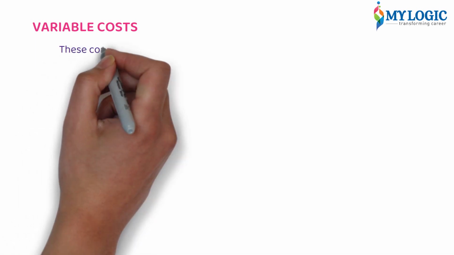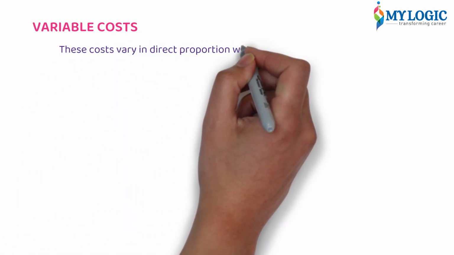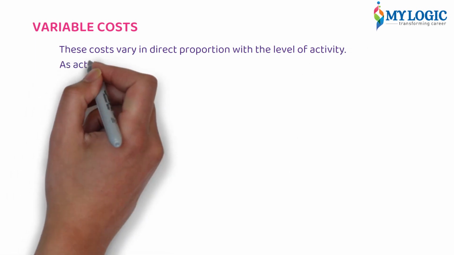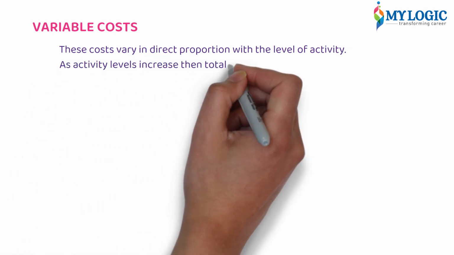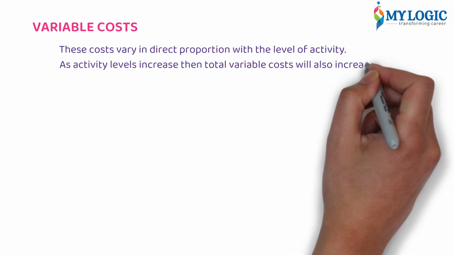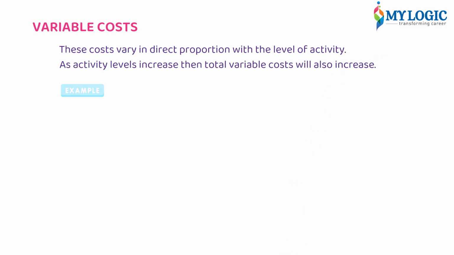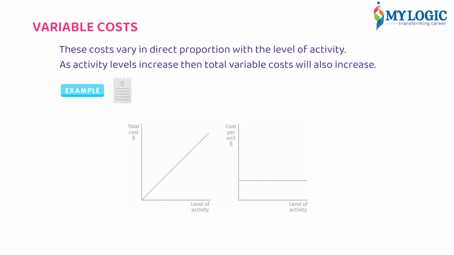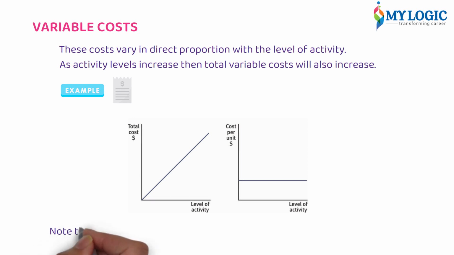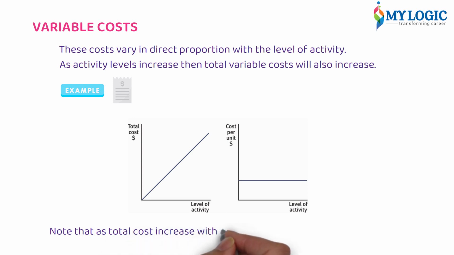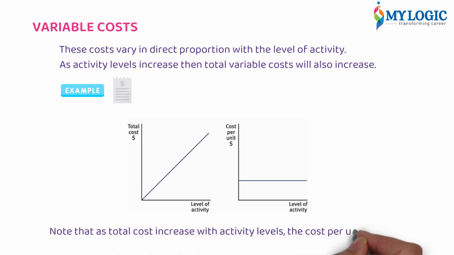Variable costs. These costs vary in direct proportion with the level of activity. As activity levels increase, then total variable costs will also increase. For example, material costs. These diagrams portray the behavior of a variable cost. Note that as total costs increase with activity levels, the cost per unit of variable costs remains constant.